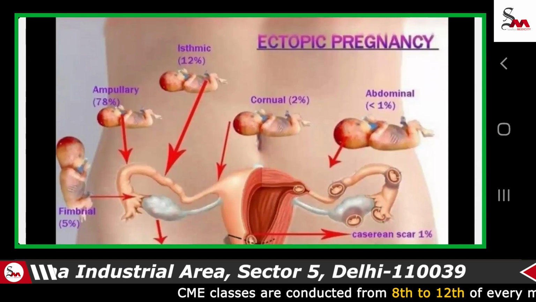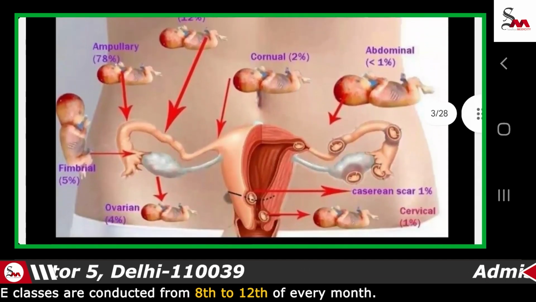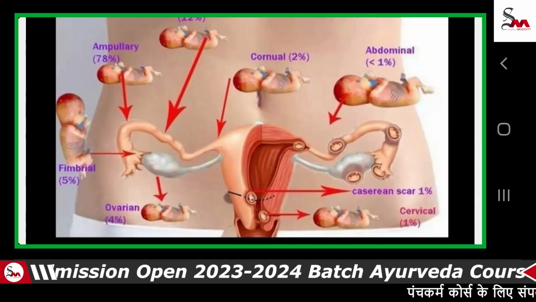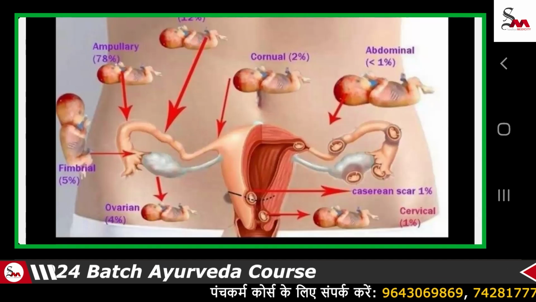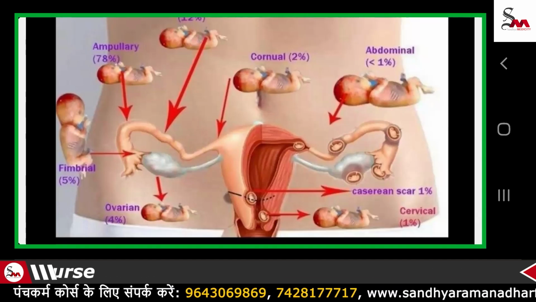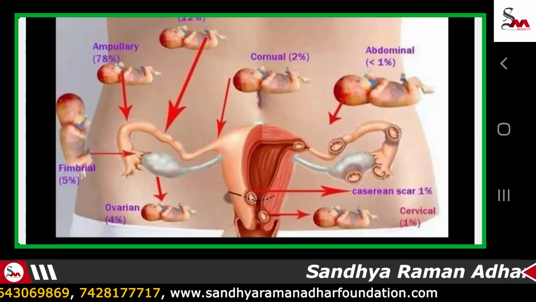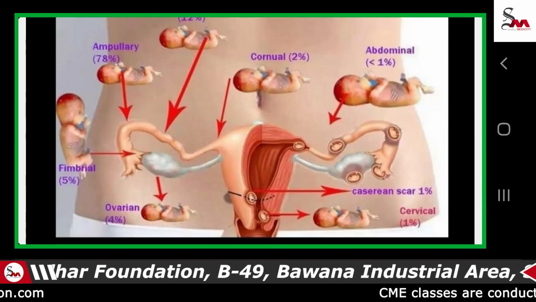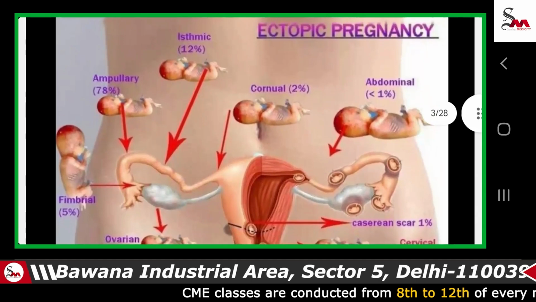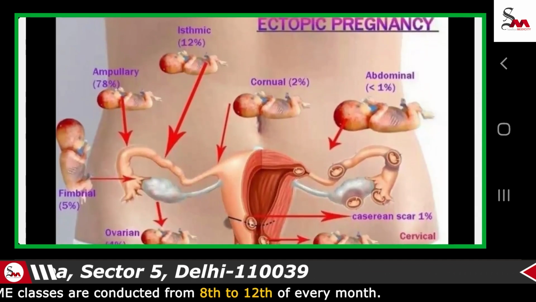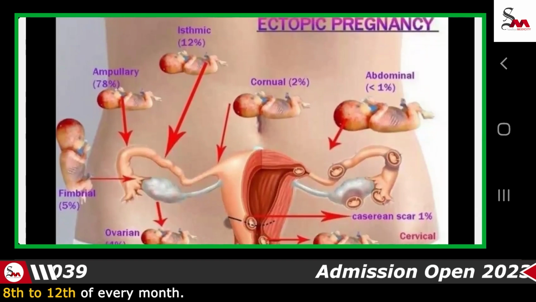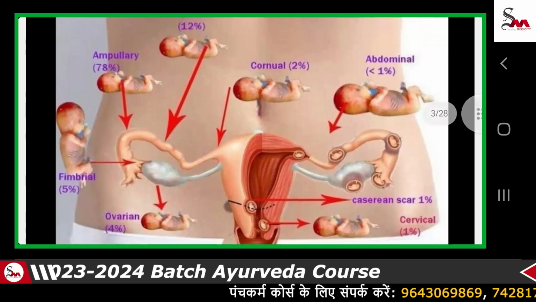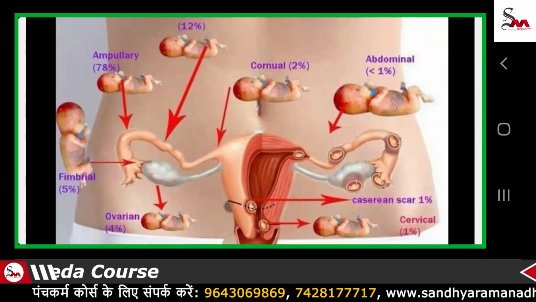So what are the probabilities? If we talk about the ovarian, the ratio is 4%. About the fimbrial end of the fallopian tube, there is a 5% chance of ectopic pregnancy. The most common, the ampullary part, is 78%. In the isthmus, there is a 12% probability. In the cornual end, 2% possibility. And abdominal pregnancy is rare, less than 1%.